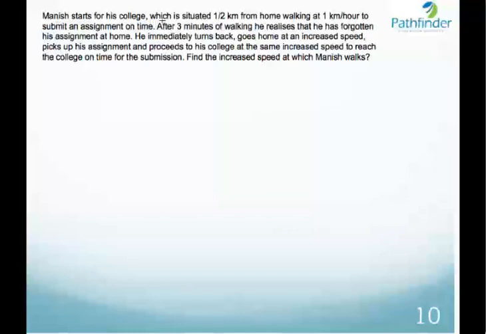Manish starts for his college, which is situated half a kilometer from home, walking at 1 kilometer per hour, to submit an assignment on time. After 3 minutes of walking, he realizes that he has forgotten his assignment at home. He immediately turns back, goes home at an increased speed, picks up his assignment, and proceeds to his college at the same increased speed to reach the college on time for submission. Find the increased speed at which Manish walks.